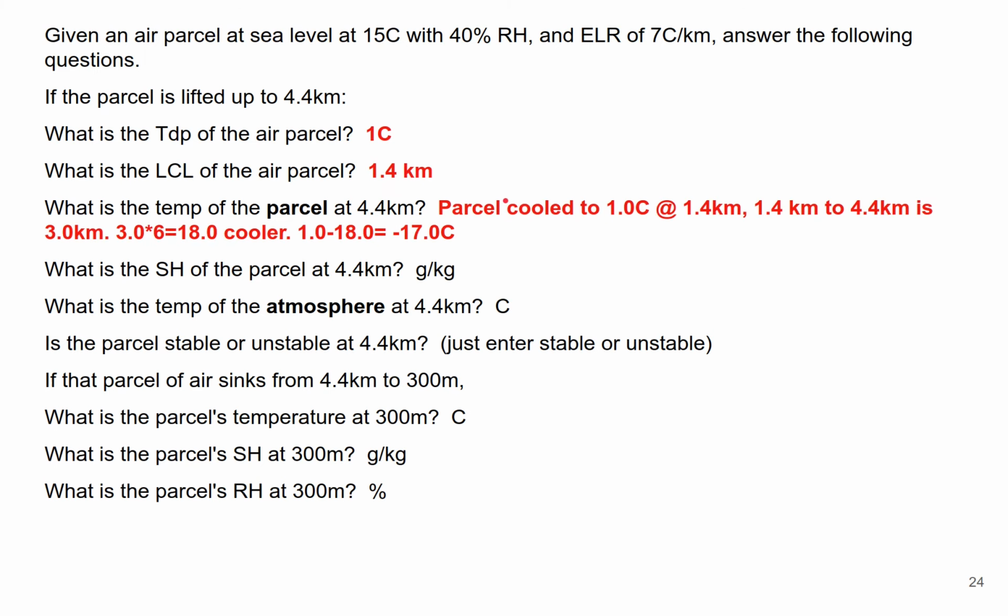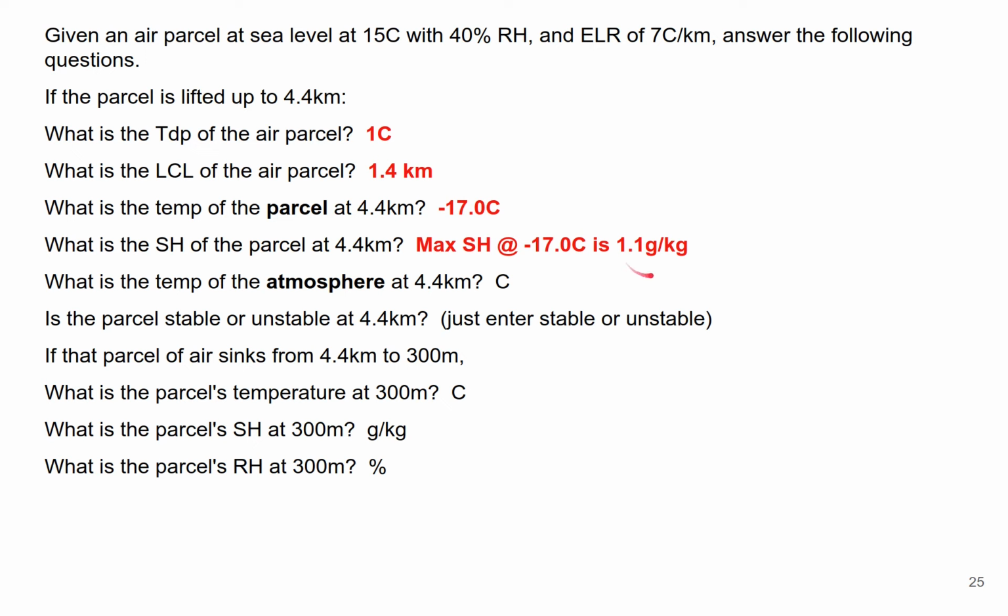What's the temperature of the parcel going to be? Well, the parcel cooled to 1 degree at 1.4 kilometers. Then going from 1.4 to 4.4, that's 3 kilometers. It's going to be 18 degrees cooler. It was 1 degree at 1.4 kilometers. 1 minus 18 is negative 17 degrees. And then we just look it up on the maximum specific humidity chart and say, well, what's the maximum specific humidity at negative 17 degrees? 1.1 grams. That's what we have.